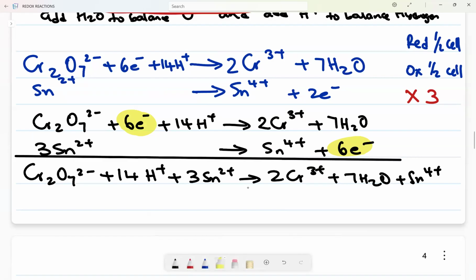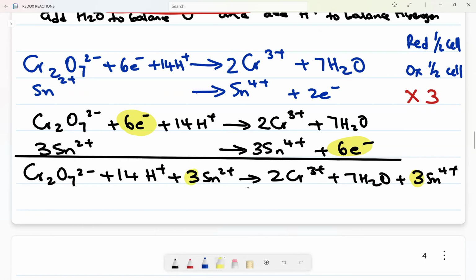I need to make sure that everything is balanced. Sn. Oh, I think I forgot to multiply by 3 here. So it is 3Sn4+. Is Sn balanced? Sn here 3, good. Hydrogen 14 here, good. Cr2 there, good. Then oxygen 7, good. Everything is fine.